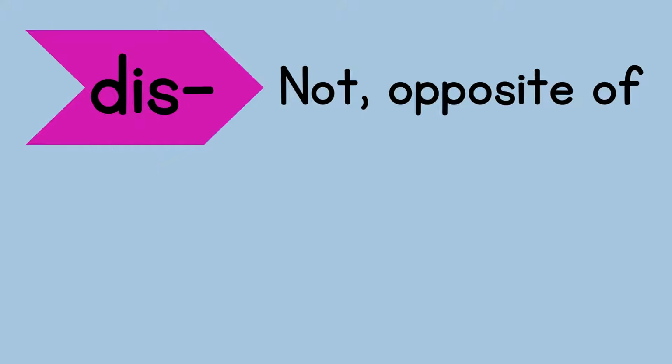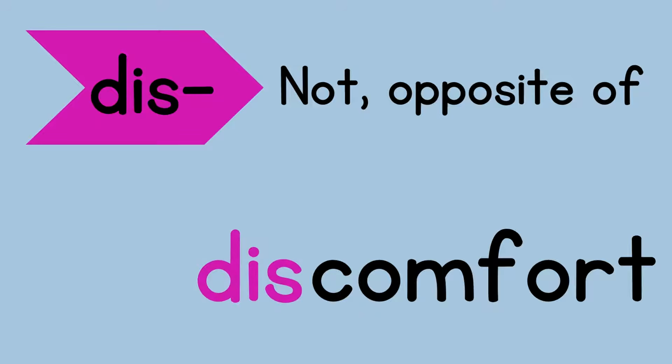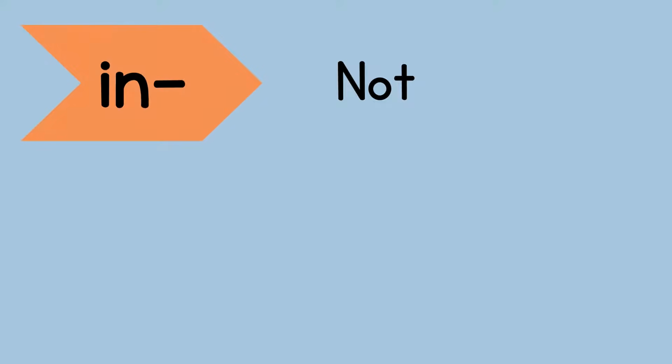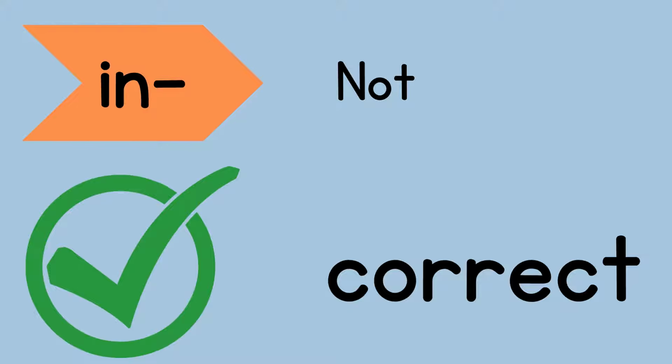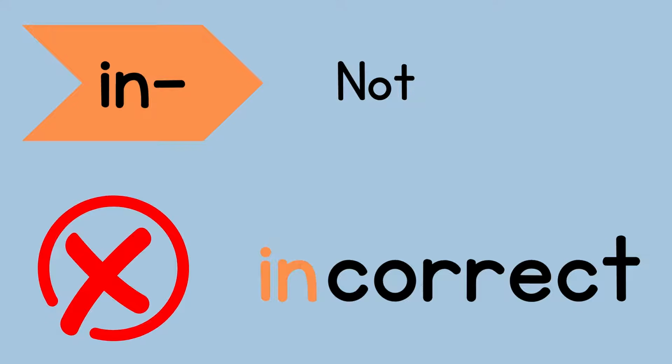Let's do one more example with dis. Comfort can mean at ease. What word does it become if we add the prefix dis? Discomfort, which means that you are not at ease. Another common prefix is in, and it also means not. So here is the base word correct, which means it's right or free from error. But when we add in, the word becomes incorrect, which means not right or not free from error. So it changed the meaning of the word.